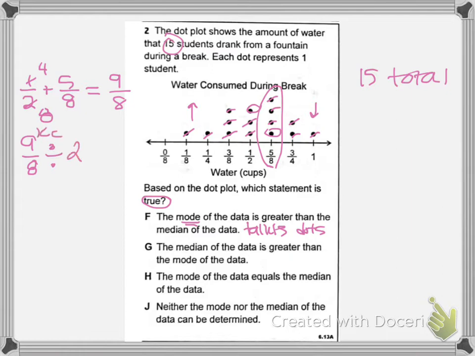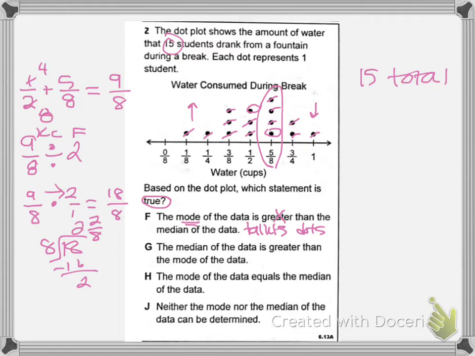We're going to keep, change, flip. So 9/8 times 2 over 1. 9 times 2 is 18, divided by 8. 18 divided by 8. 8 goes into this 2 times, minus 16, which is 2/8 left over. Is 2 and 2/8 greater than 5/8? Yes, so this is false. The median is greater than the mode.